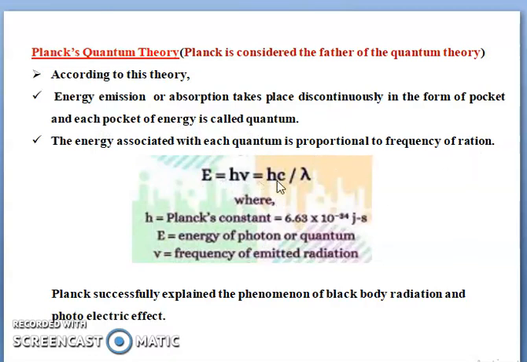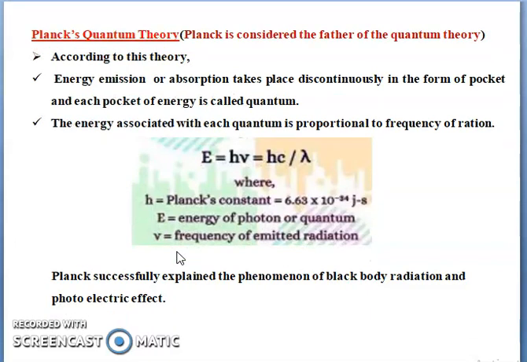E = hν = hc/λ. Here h is Planck's constant, 6.63 × 10^-34 joule-seconds, E is the energy of the photon quantum, and ν is the frequency of the emitted radiation. So Planck successfully explained the phenomena of black body radiation and the photoelectric effect.